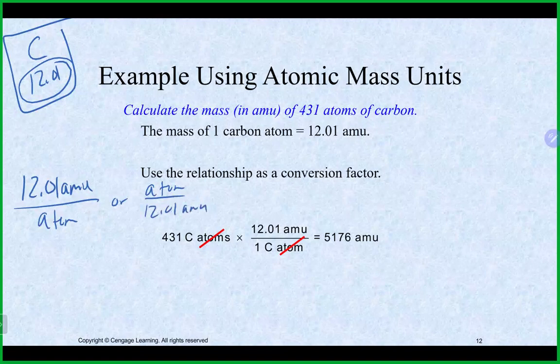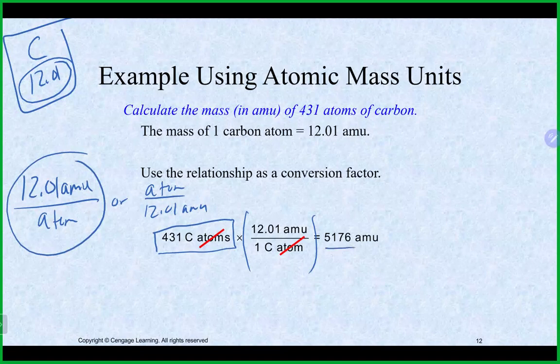Taking a dimensional analysis approach, we will start with our atoms. So remember, we want to go opposites to get them to cancel. So our guy on the left here will do that. Atoms will cancel. We'll end up with 5176 AMU, which would be, again, the mass of those 431 atoms of carbon.